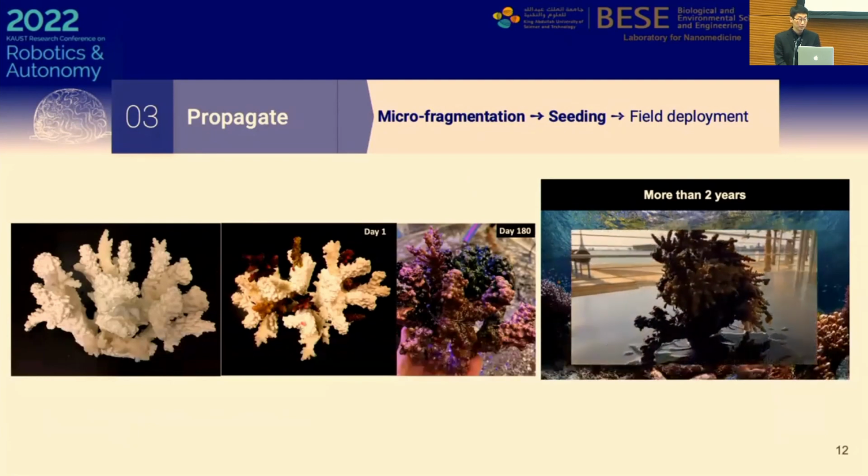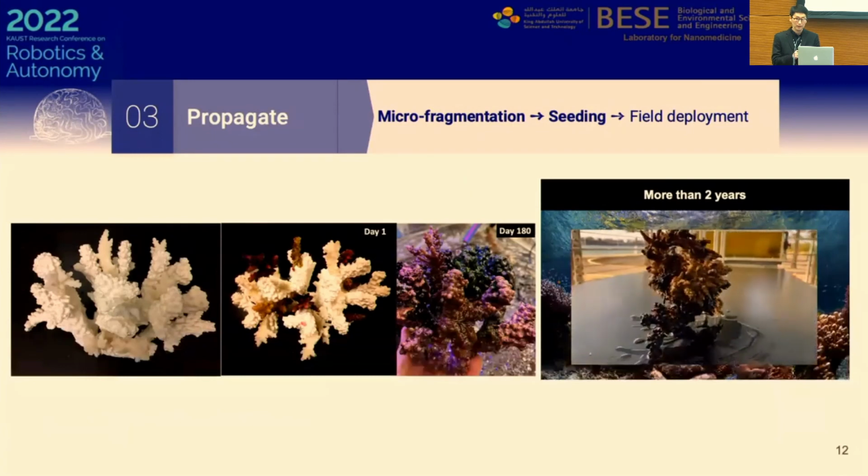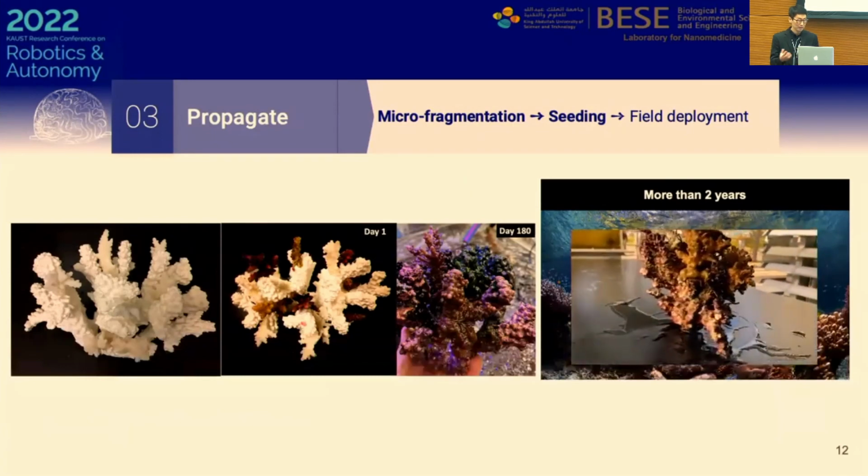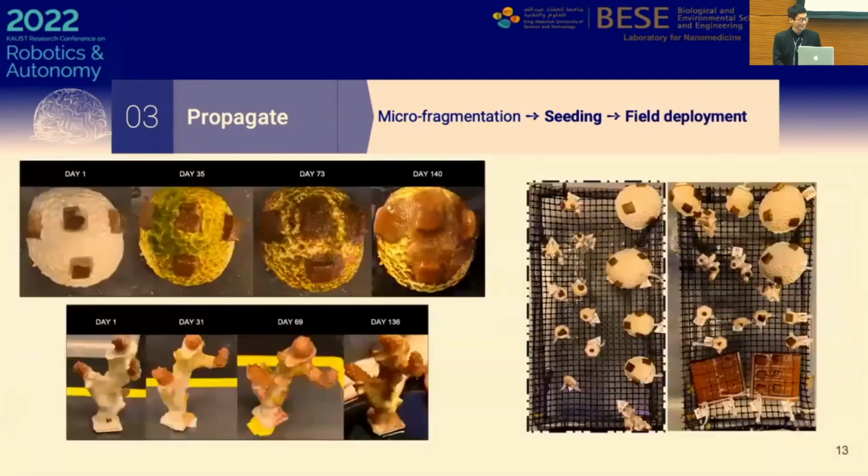And then once you do the 3D printing, we can actually attach the live fragment of the coral. And over time, it grows over the structure. And this is a different type of experiment Professor Hauser's lab did in the past. As you can see, as you first attach a small fragment, it then grows over the 3D printed part. And eventually, this can be used in the field as well.